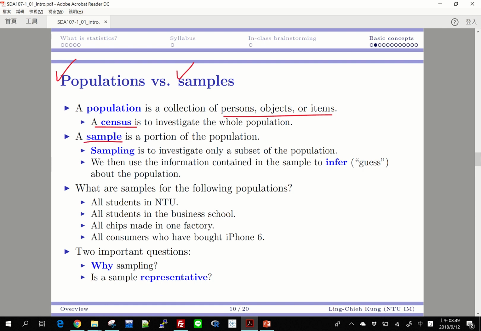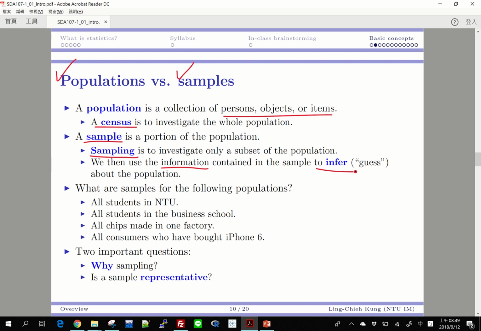A sample is a portion of that population, or technically you can say it's a subset. And the sampling is the process to investigate just a subset of your population. Okay? And then based on the ideas we get from the sample or the sampling process, we're going to get some information, and we're going to use that sample to infer or guess something about the population.